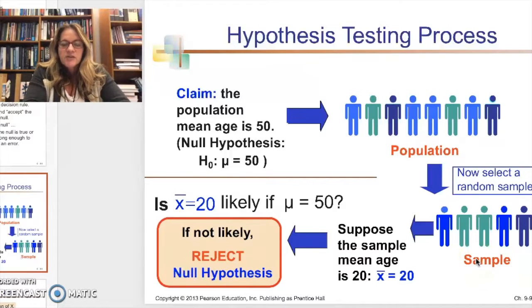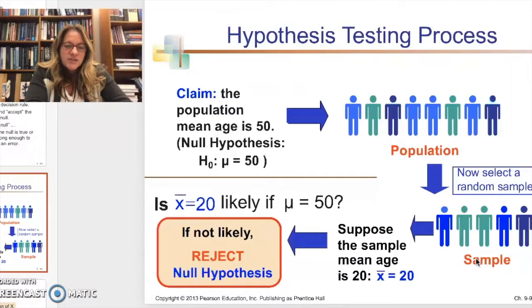Suppose that the estimate for our sample is equal to 20. Now, the question becomes, how likely is it that this sample comes from a population that has mean equal to 50? One way to think about it: if our sample average was close to the value of 50, we can say that it's very likely that my sample comes from a population with mean 50. If my sample average is far away from 50, probably that is not likely.